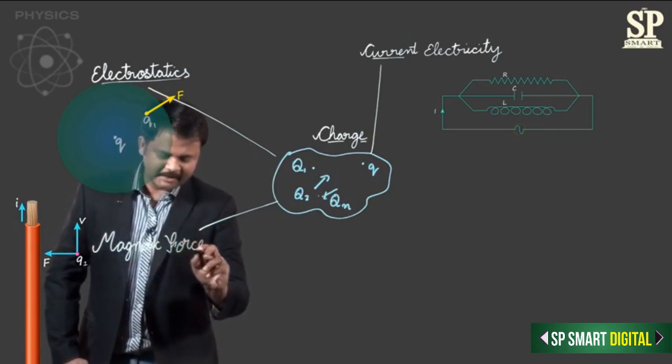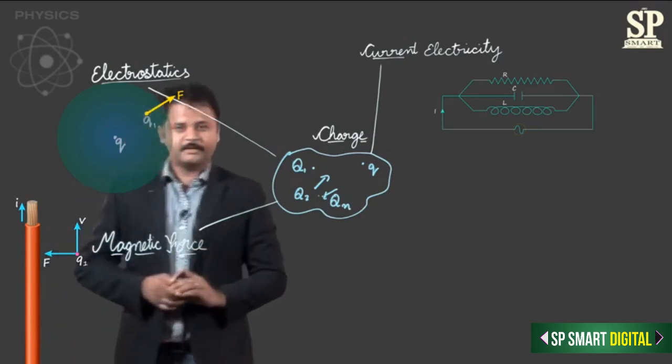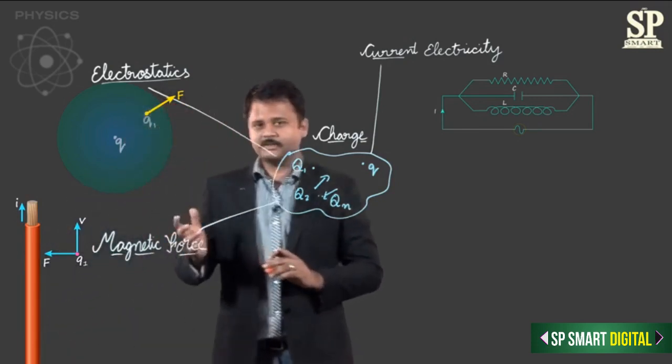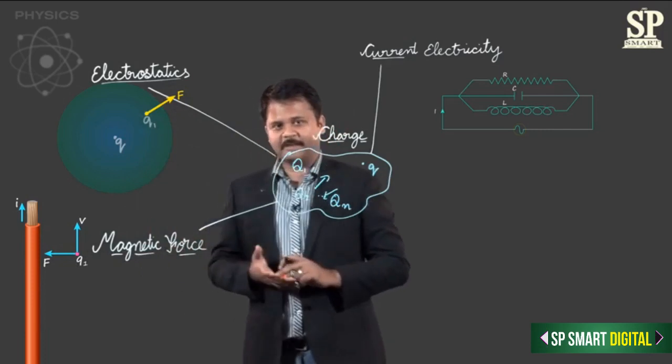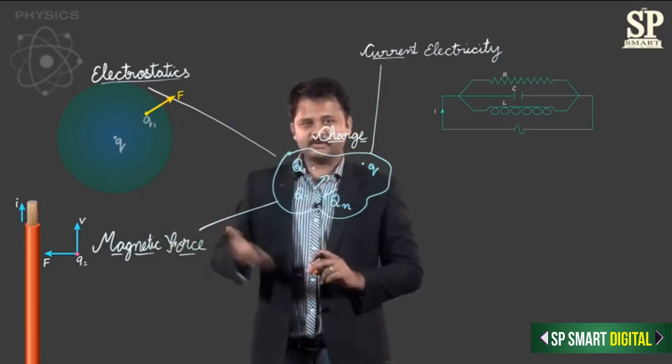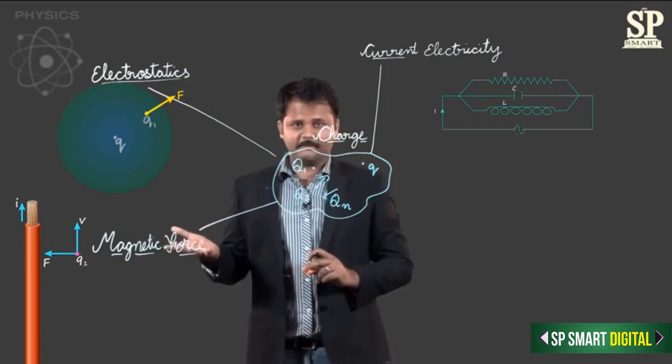So once we study magnetic force, wherein we will see that moving charged particles can produce another kind of field known as the magnetic field. We already saw the electrostatic field here, then we saw the magnetic field here.